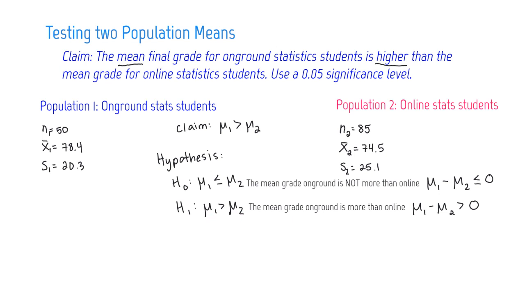So now that we have our hypotheses, it's time to calculate our test statistic. And so the way that we do that is realizing that we have a sample standard deviation and not a population standard deviation, means that our test statistic is going to be a t-score.